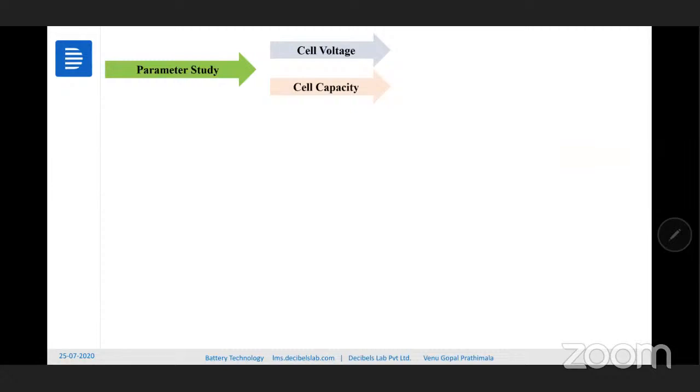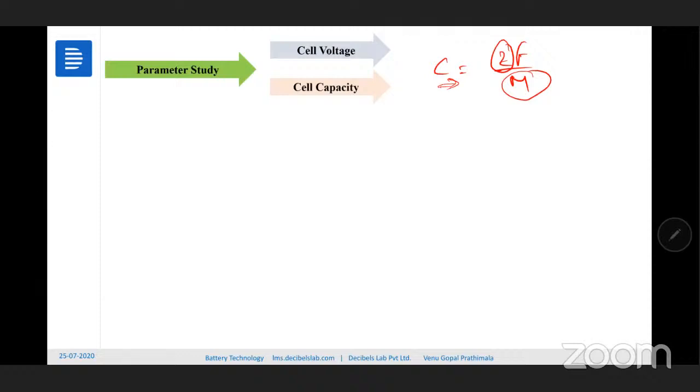Okay. And the cell capacity, as I told you before, depends upon the amount of energy that is present inside the cell, or the amount of active material that goes inside the cell. Because if you remember the formula C equal to ZF by M, where Z is the number of electrons participating in the chemical reaction, and M is molar mass. So here the molar mass mainly determines the cell capacity.